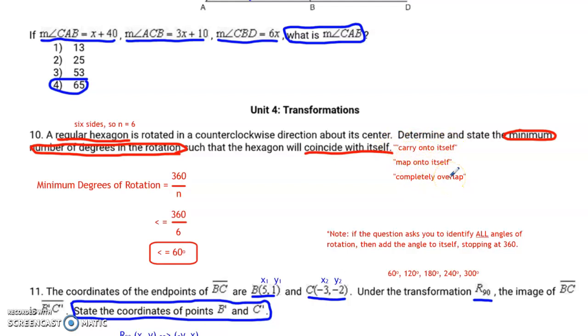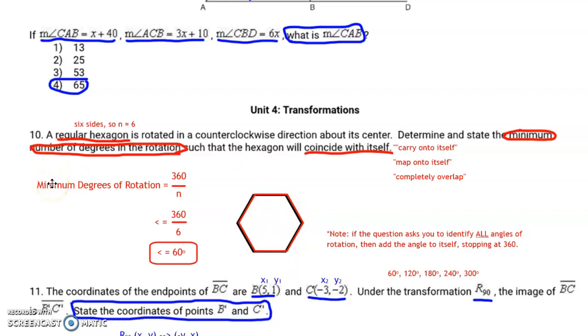All of these phrases mean I'm trying to take a hexagon and turn it around until it completely covers itself, so that it's overlapping. I drew out a hexagon here as an example. I'm going to try to take this hexagon and rotate it counterclockwise. That means to the left here. I'm going to try to rotate it until, boom, it coincides with itself, or it maps onto itself, or it completely overlaps.